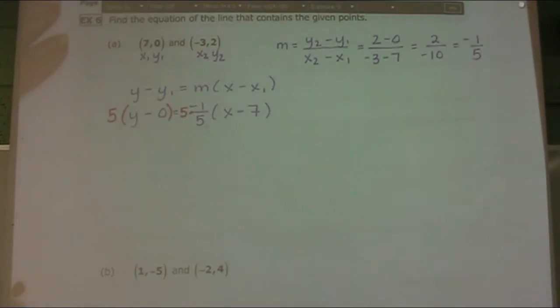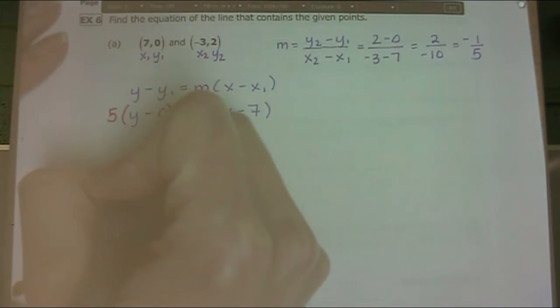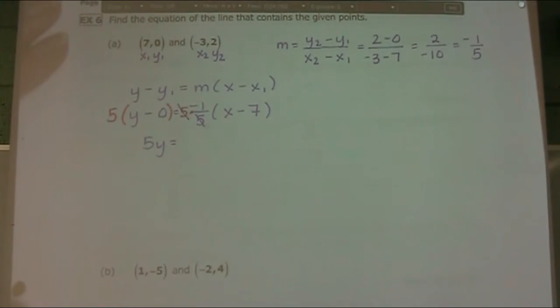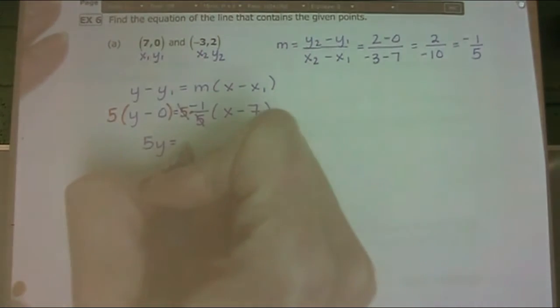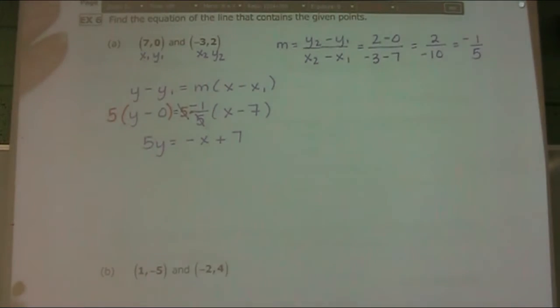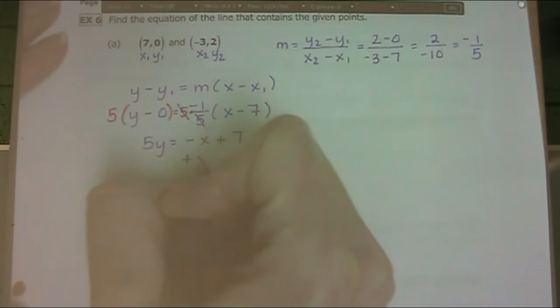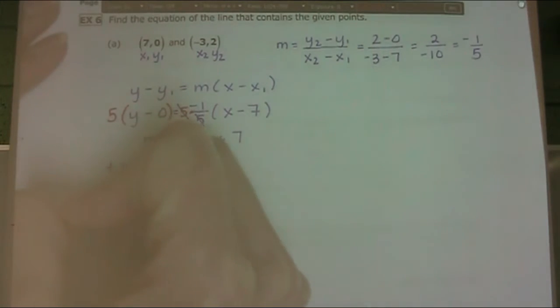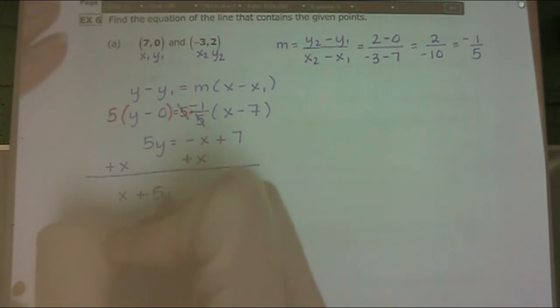On the left, I'm going to distribute. But y minus 0 is just y, so I have 5y on the left. On the right, this 5 and the 5 in the denominator cancel, and I'm going to distribute negative 1. So I have negative x plus 7. And I just need to move my x to the left-hand side of the equation, so add x to both sides. And I have x plus 5y equals 7.